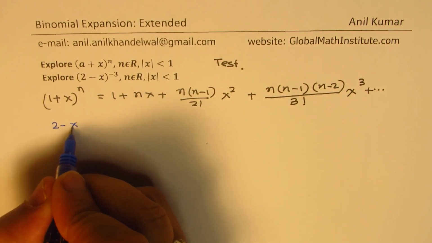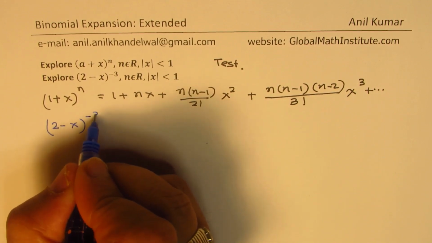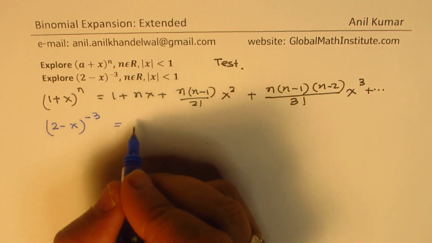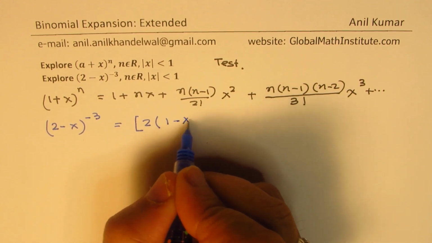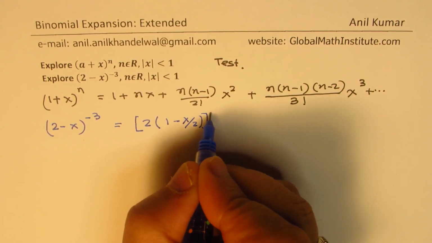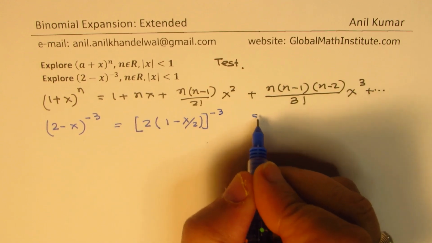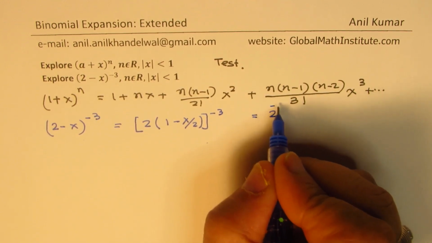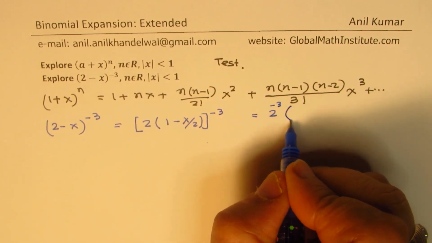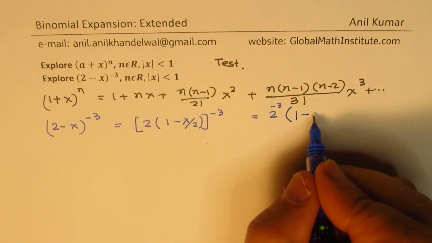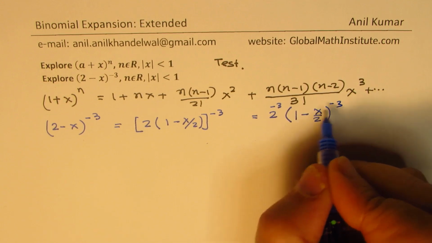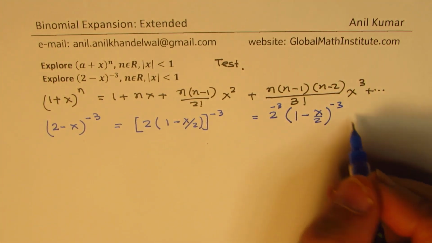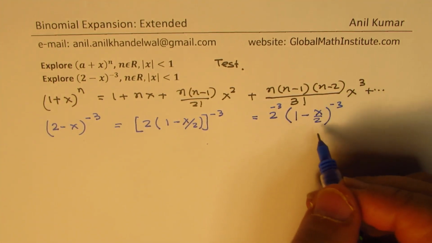We have (2 − x)^(−3), right? So we can take 2 common. So we get (1 − x/2)^(−3), and that could be written as 2^(−3), and within brackets, we get (1 − x/2)^(−3). Does it make sense to you? So that becomes the function for us to expand.